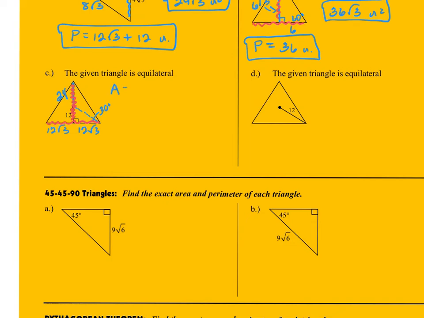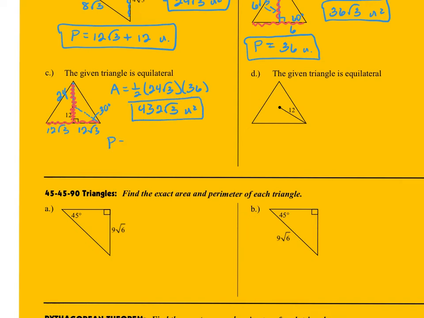So my area is going to be 1/2. My base is now 24 radical 3. And my height of my triangle is 36. So now, when I multiply again, 1/2 times 24 is going to be 12. And then my 12 times my 36 is going to give me 432. And it's okay if you busted out a calculator for that part. 432 radical 3 units squared.